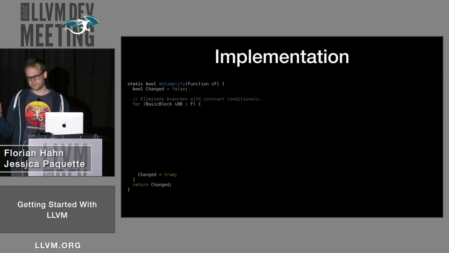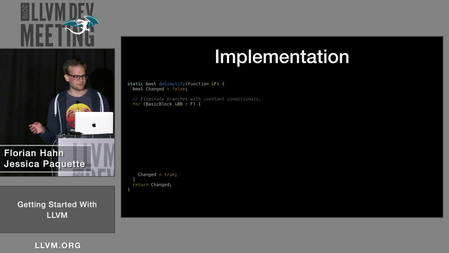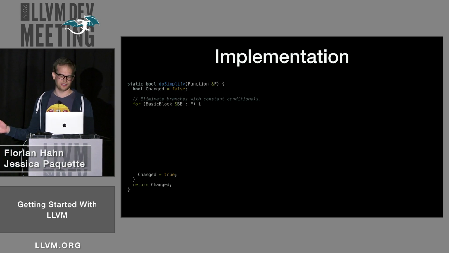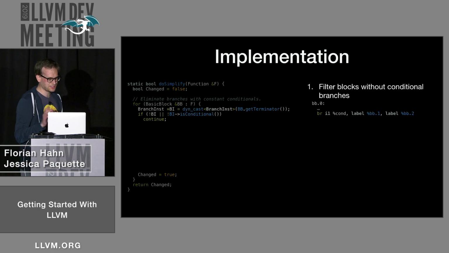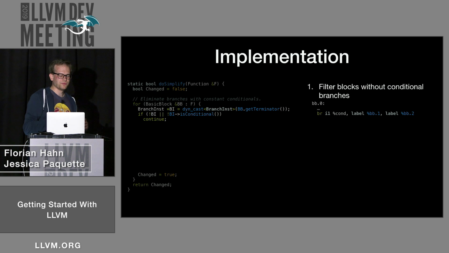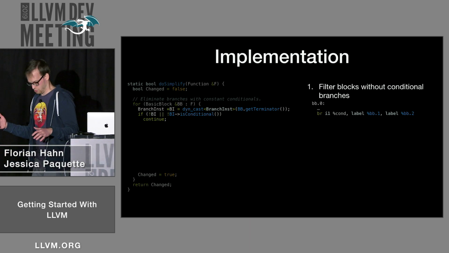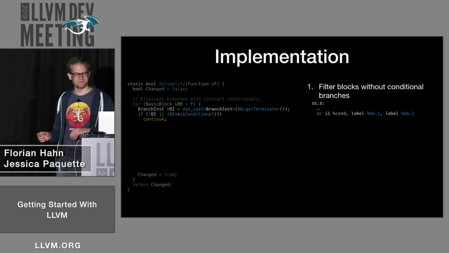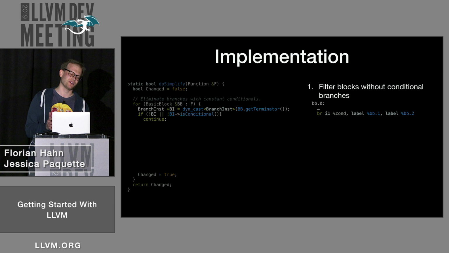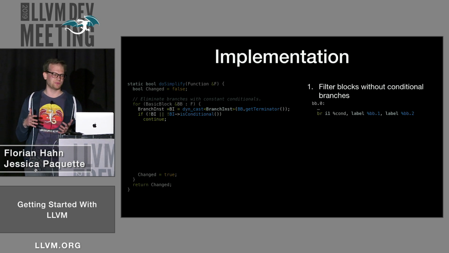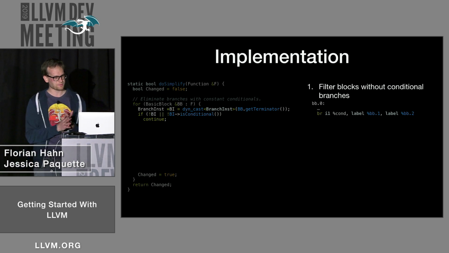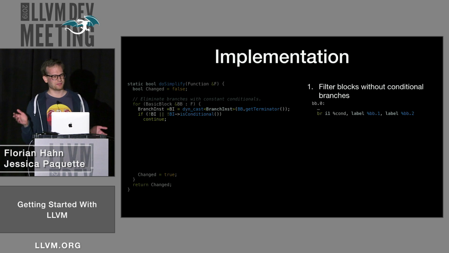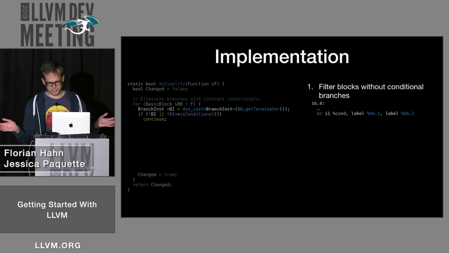Similar to our earlier example, we take a look at all the basic blocks in our function and check for a few conditions. So we want to first filter out basic blocks without any conditional branches. All we have to do is take a look at the terminator instruction of our basic block and make sure that we have a conditional branch. And if we don't have a conditional branch, we just skip it.